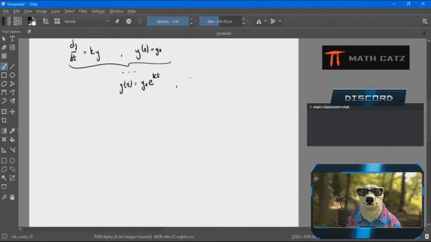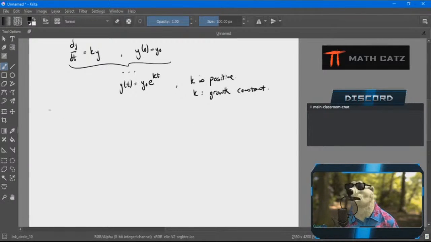So it's important to note here that k is positive. K is called the growth constant. But there's also another side to this.